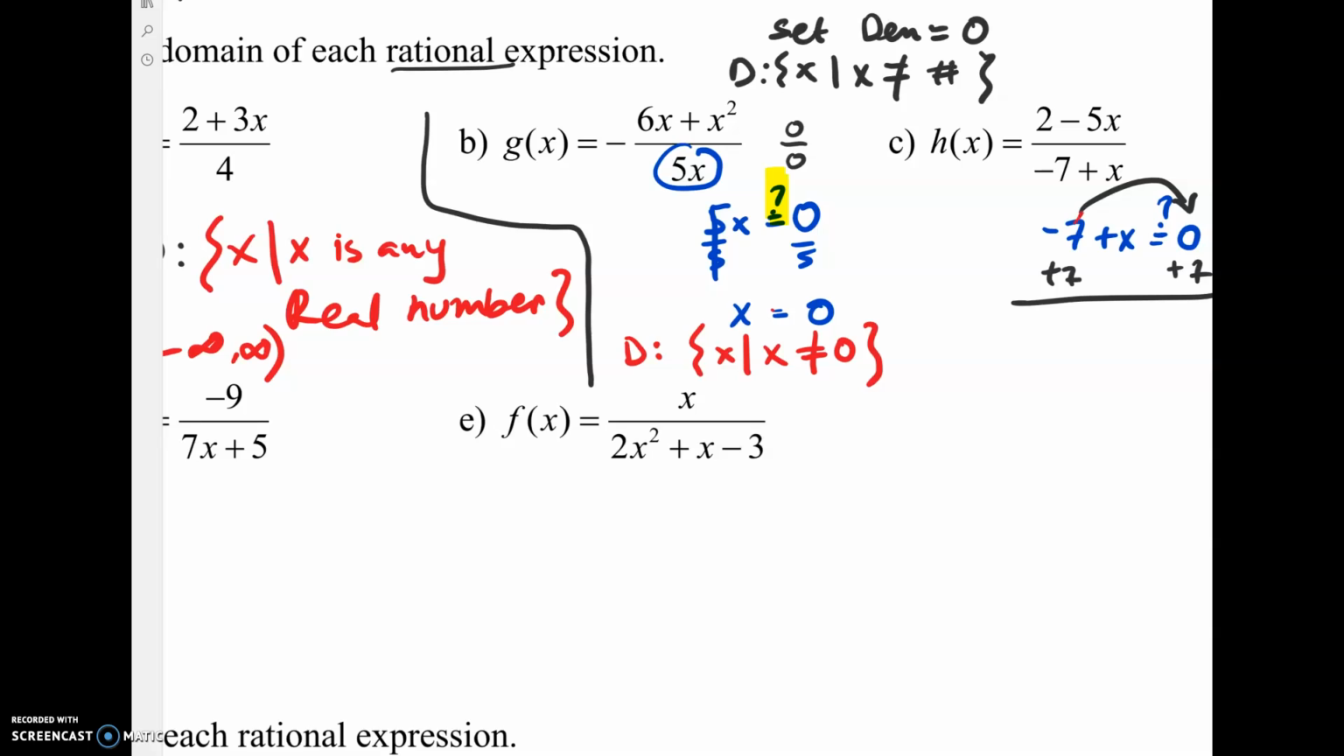So I would have x equals 7. Now notice, you're going to get a wrong answer if you say x is 7, because you're saying that I can actually input 7 in there, but technically you cannot put a 7 in there. X can be any value in the world you give me, but if I put 7 in here, that's going to result in a 0 on the denominator. So that's the answer for letter C.